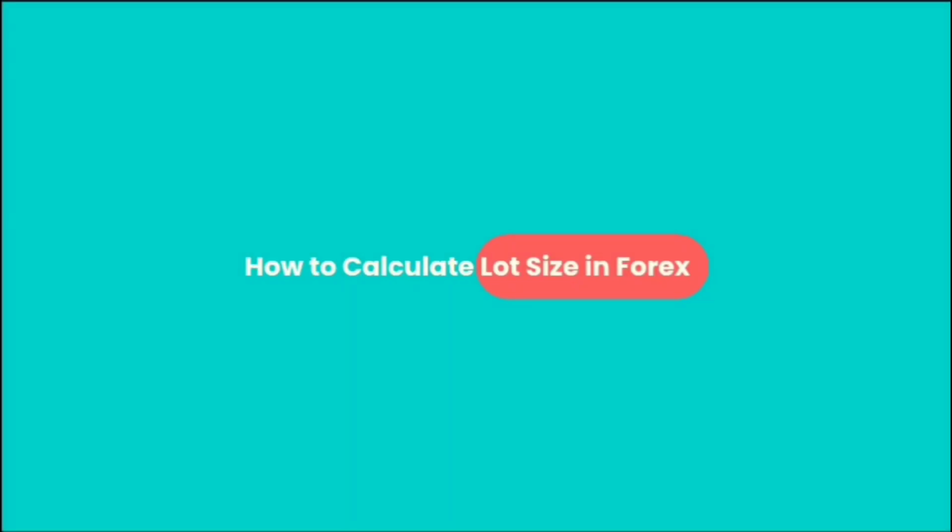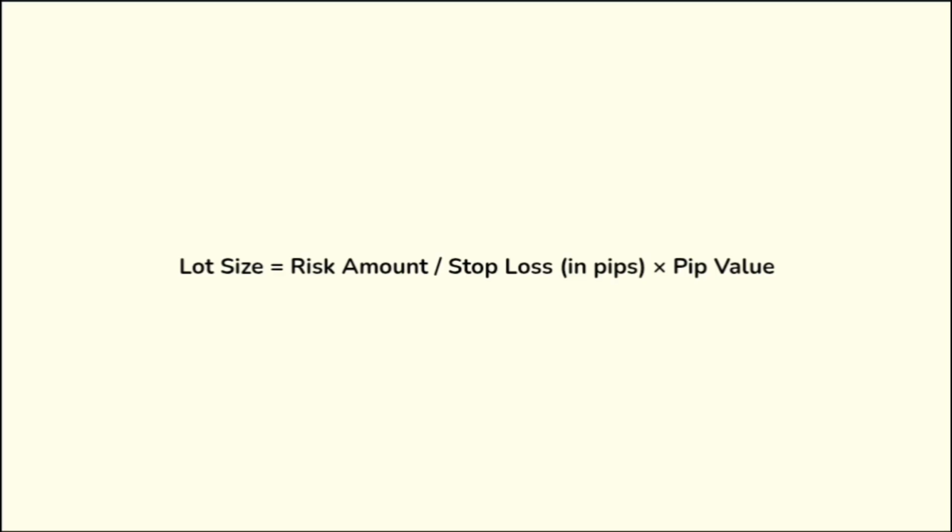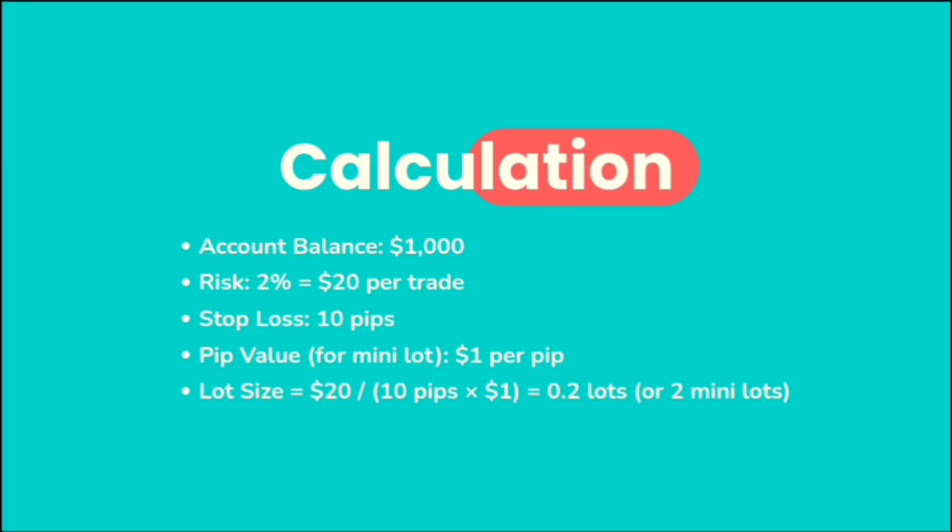How to calculate lot size in Forex? The simple formula to use for this is: lot size equals risk amount divided by stop loss in pips, times pip value. Here's an example.